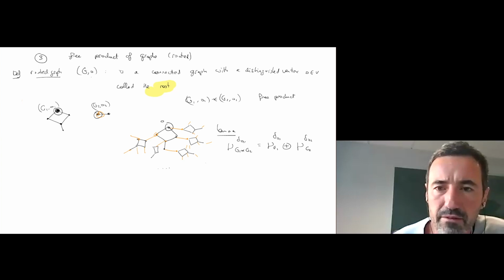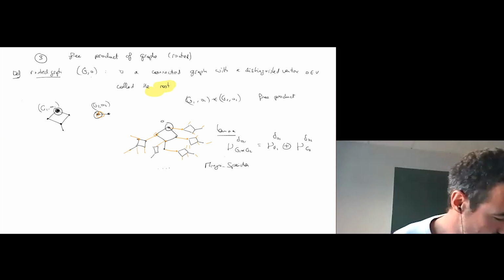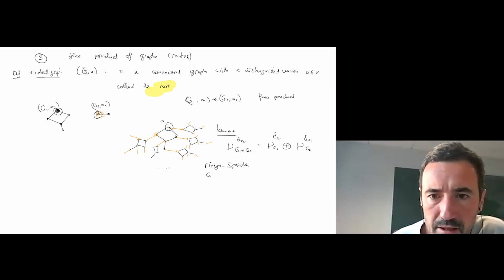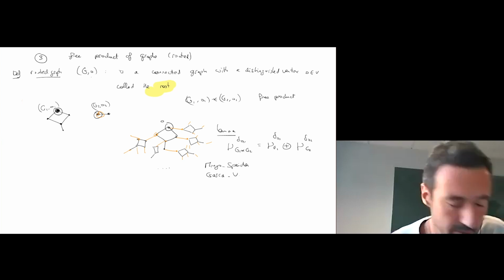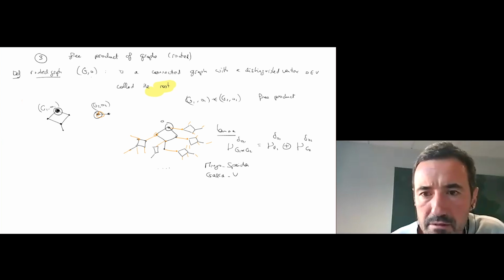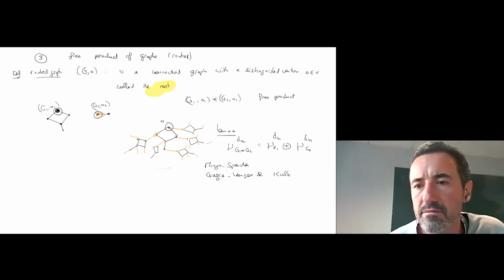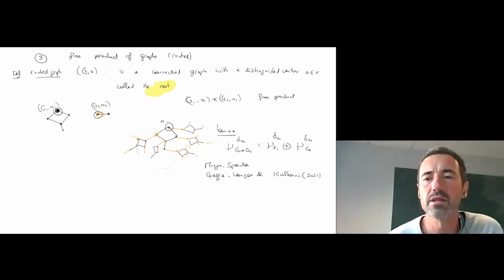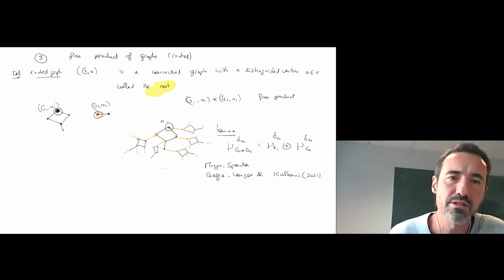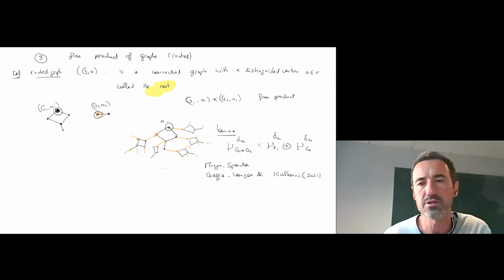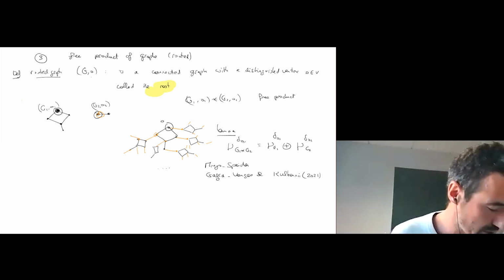I can make some reference. There is a book by Mingo and Speicher on free probability, and there is a recent work which I'm happy to mention by Garza-Vargas and Kulkarni. It's an arXiv paper from 2021, where they present a related graphical construction and explain how you compute spectral measures.